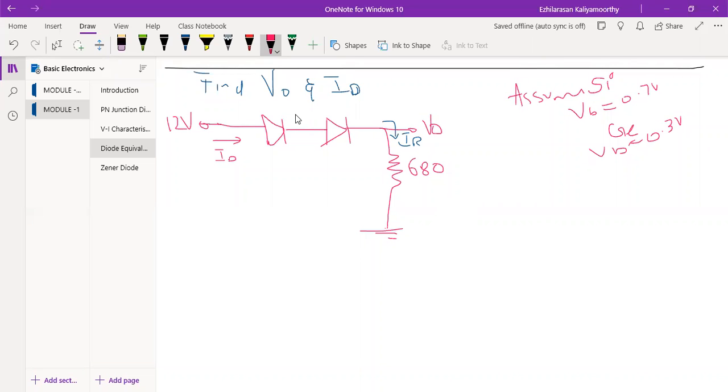Sometimes in your questions, after they have drawn the figure, they may write like this, SI. SI means the given diode is a silicon diode. So by default, you need to understand VB is equal to 0.7 volt.